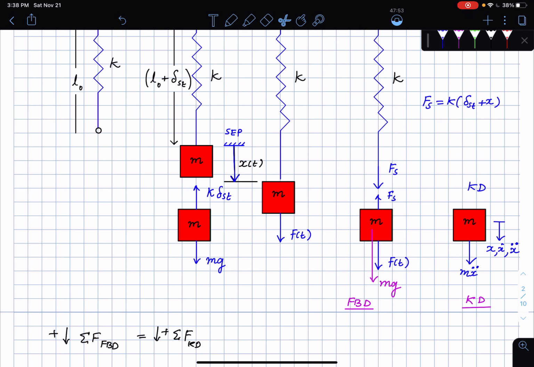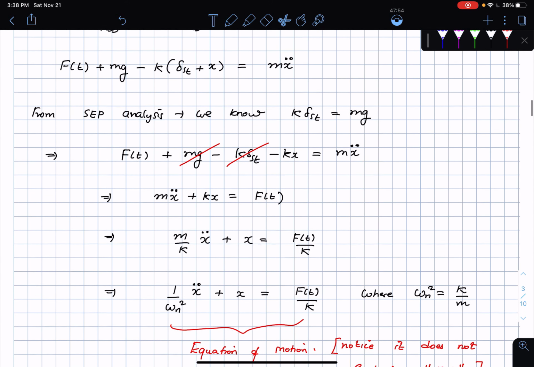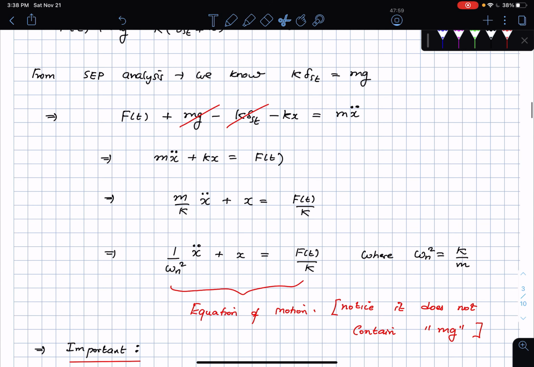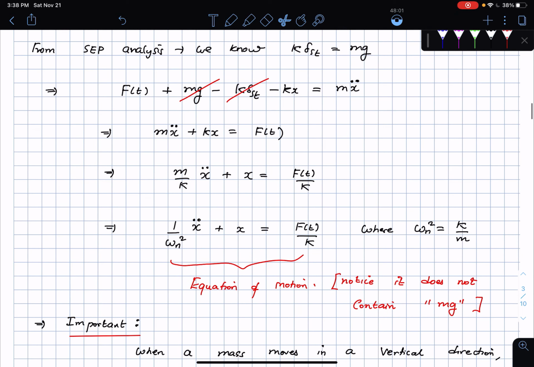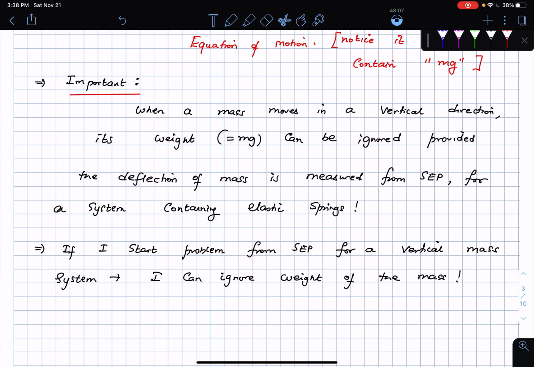On the kinetic diagram, I'm going to have m x double dot. If I do the sum of forces, then I end up getting the following. The standard form of the equation shows that there is no presence of mg at all here, and so we come to an important conclusion: when a mass moves in a vertical direction, if I am measuring the position of the mass from SEP, then the weight of the mass is not going to play a role in the problem, if the deflection of the mass is measured from SEP.